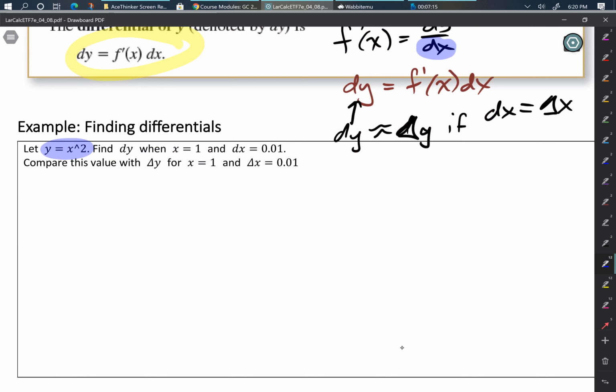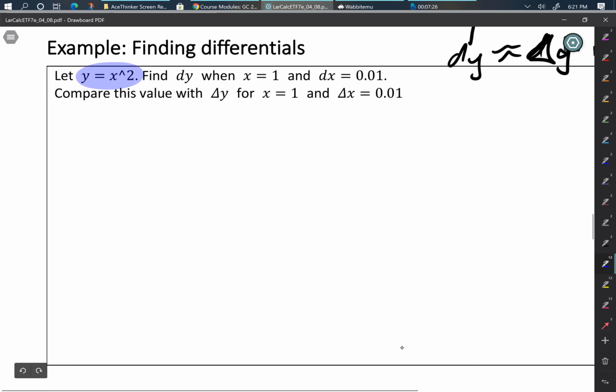All right, let y equal x squared. Find the differential dy when x equals 1 and dx equals 0.01. Compare this value with the actual true delta y for x equals 1 and a delta x of 0.01. All right, so let's take a look at what's happening here. I'm going to make a quick sketch and see if I can figure this out.